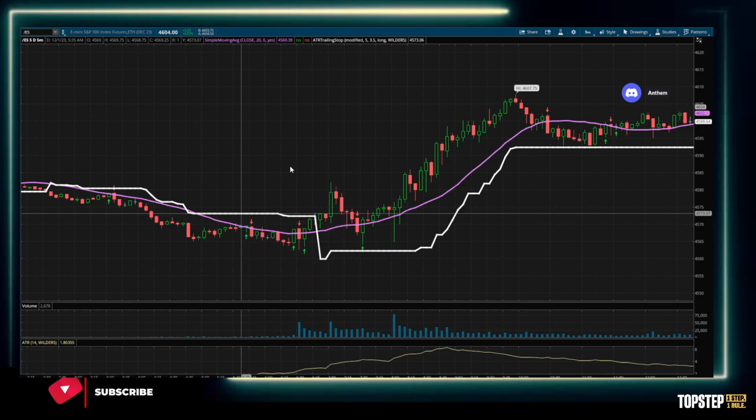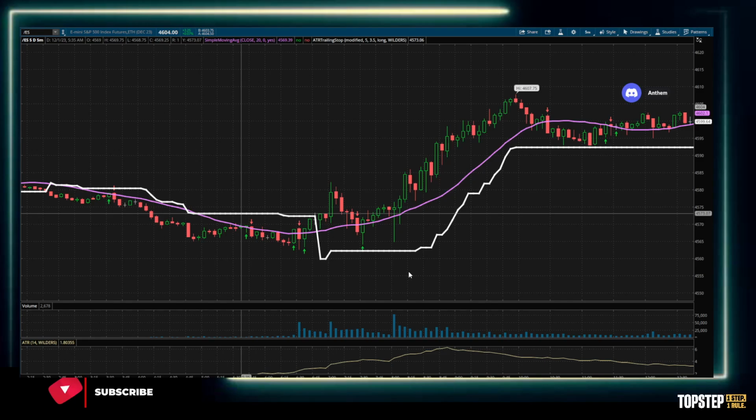My settings are very, very simple. It's the standard settings that it comes with when you put this on your chart. The ATR period is 5, the ATR factor is 3.5, and the average type is Wilders. The only thing I changed was the width of these lines to 3 so they can be a lot more clear. And the only thing I did was make my lines white.